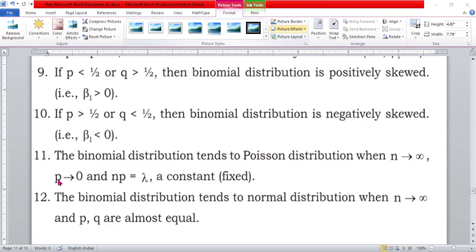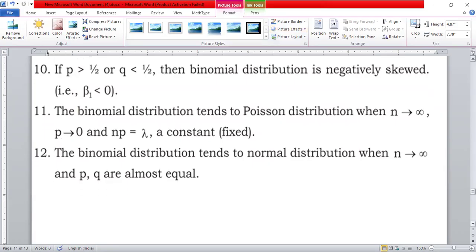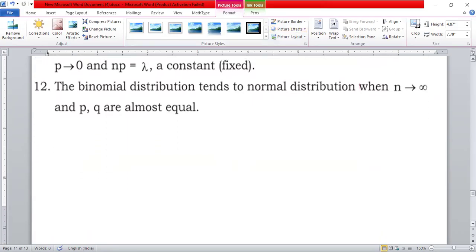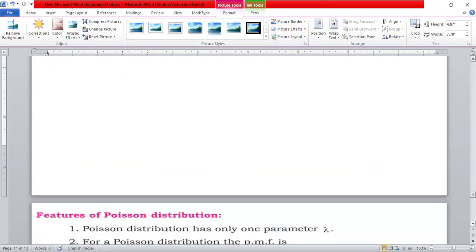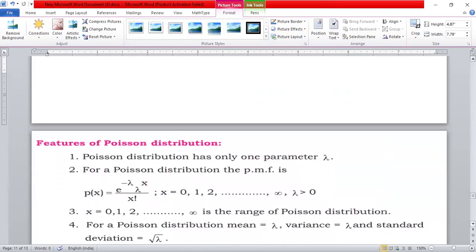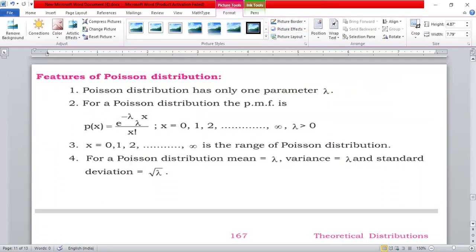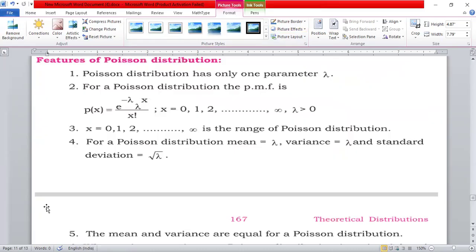Okay, next one. Poisson distribution. So what are the properties of Poisson? Yes, here also many properties are there. These are the properties, the features of the Poisson distribution.